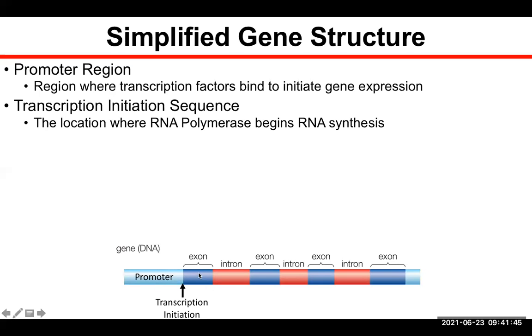Somewhere between the first exon and the promoter is going to be the transcription initiation sequence. And so this is going to be the sequence that tells the RNA polymerase, this is where you need to begin RNA synthesis, where they can start putting on RNA nucleotides to synthesize that messenger RNA.